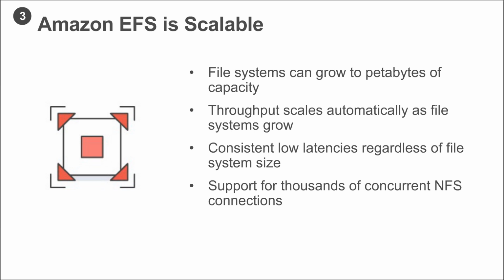And it's scalable. It can grow to petabytes of capacity. The throughput that you're provided can grow to multiple gigabytes per second, and it scales automatically as the file systems grow. So as the amount of data in the file system increases, the amount of throughput that you can use to access the data also increases linearly. It provides consistent low latencies regardless of the file system size, and it supports up to thousands of concurrent connections.